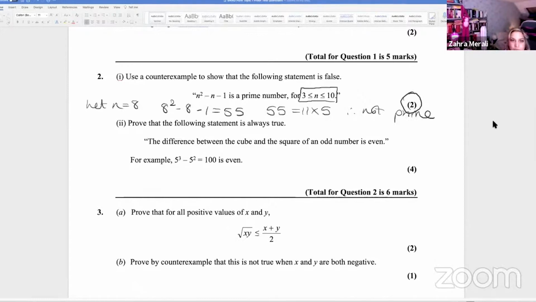Next bit, prove that the following statement is always true. So when something's always true, we can't just substitute numbers in. We've got to use some algebra. The difference between the cube and the square of an odd number is even.